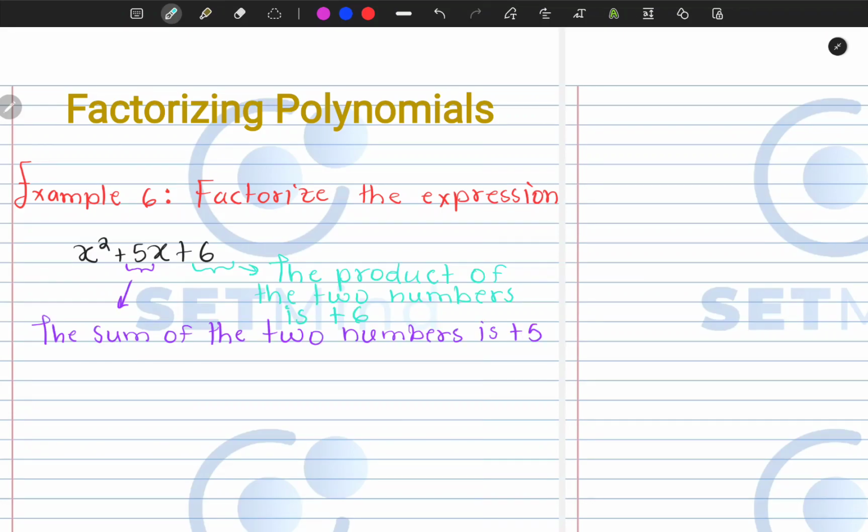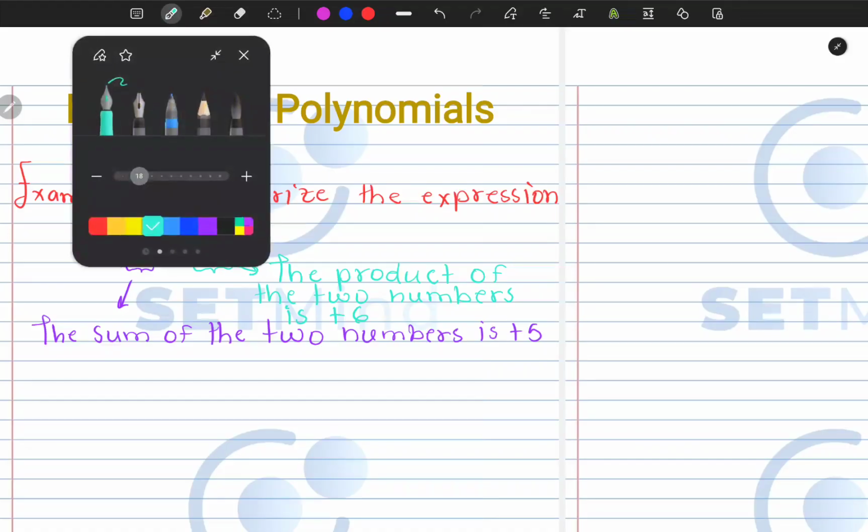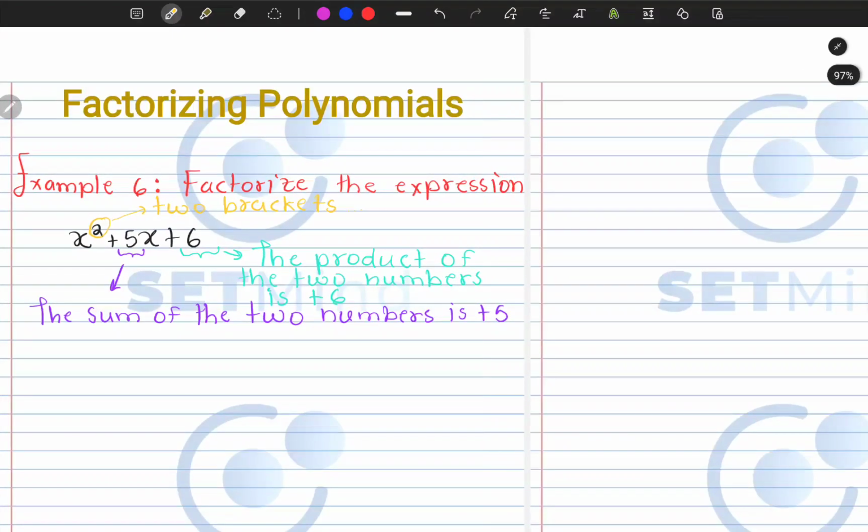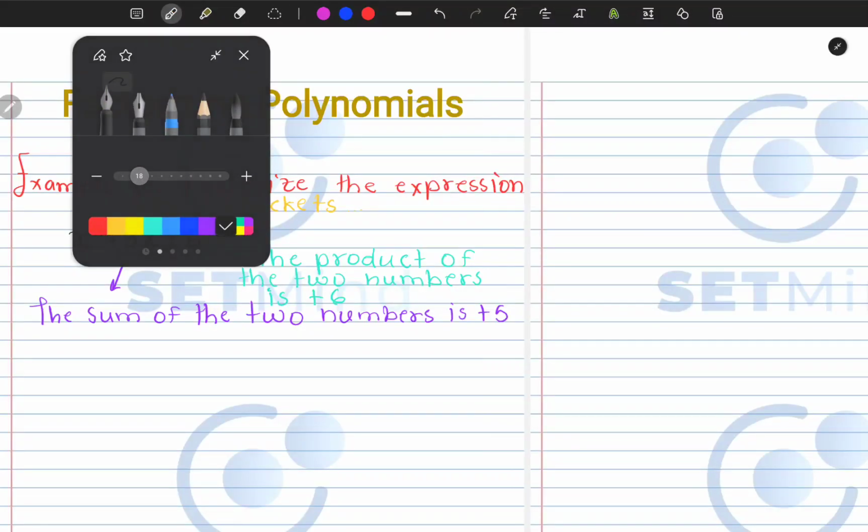So how do I know that we are looking for two numbers? On the note I wrote that the product of the two numbers should be 6 and the sum should be 5. How I know that we are looking for two numbers is because of the degree. The degree 2 tells us that we have two brackets, or essentially two factors, which when we multiply, we'll end up getting that. So if we find ourselves having an x cubed, it means I'm going to worry about having 3 brackets.